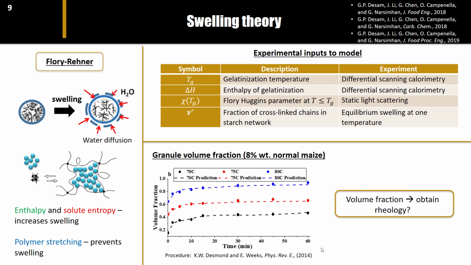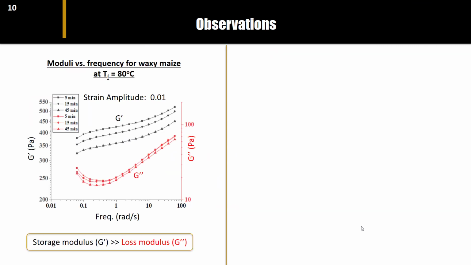So in principle, we should now be able to obtain the rheology since we know the volume fraction occupied at every instant in time. So here are just some observations of what we've done so far in our rheology measurements. Here's what the linear viscoelasticity looks like as a function of frequency for waxy maize rice at 80 degrees Celsius, so at every given temperature. And the top curves represent the storage modulus, and the bottom curves here represent the loss modulus. All right. So the main thing I just want to point out in this graph is that the storage modulus in these pastes is much larger than the loss modulus. So for all these situations, we're dealing with primarily an elastic suspension.